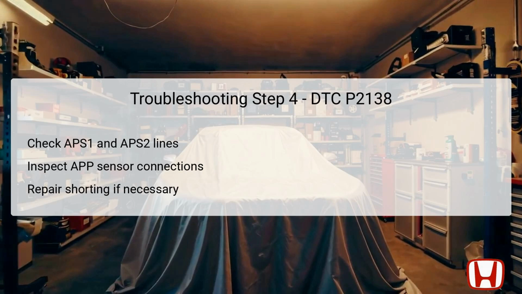If continuity exists, it indicates the presence of a short in the wiring harness between these lines, which must be repaired to restore correct signal operation. Conversely, if no continuity is found, it confirms that the APS1 and APS2 lines are functioning properly, which would necessitate replacing the APP sensor itself to correct the DTC P2138 issue.